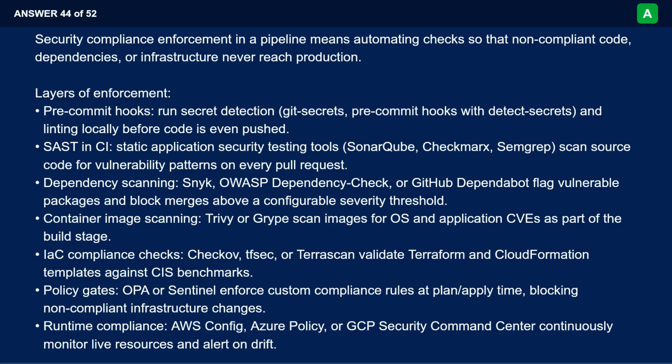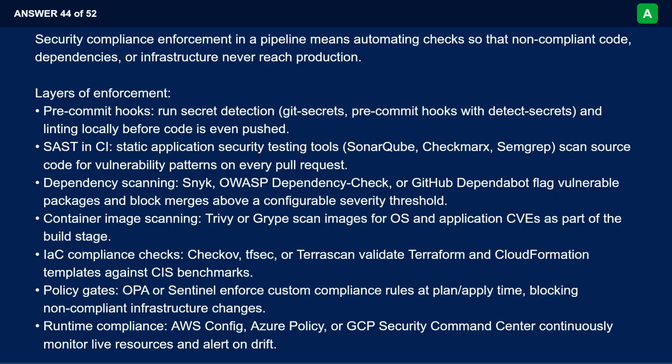Dependency scanning. Snyk, OWASP Dependency-Check, or GitHub Dependabot flag vulnerable packages and block merges above a configurable severity threshold. Container image scanning. Trivy or Grype scan images for OS and application CVEs as part of the build stage.